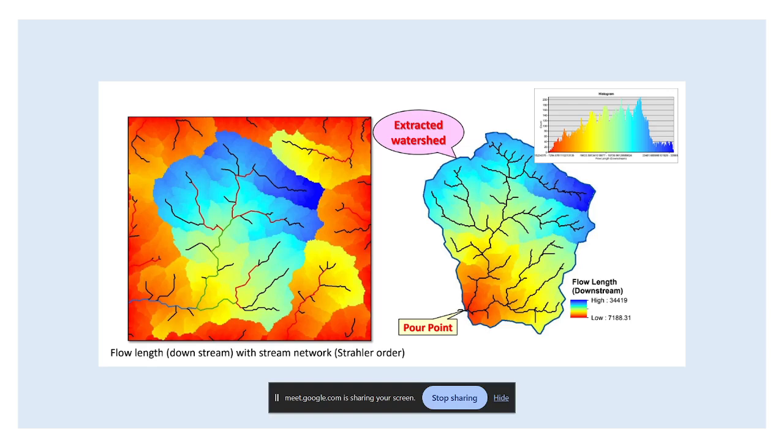So as we go in this downstream direction, you can see here we have the pour point, right? So this is the watershed, and here we have the pour point. We can see this is the low and this is the high. So flow length is highest over here, okay, and it is the lowest over here, which means this is the direction that it is coming, because as you come here the flow length is going to decrease, right? It's the pour point, it is the outlet. So that is how it has been determined here.